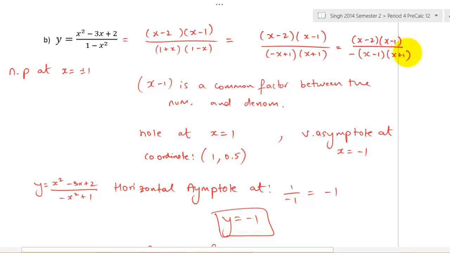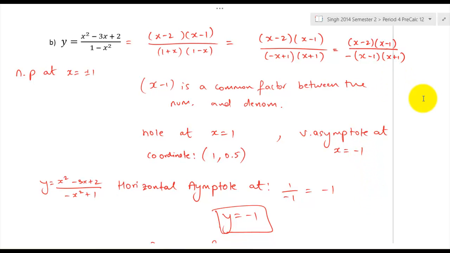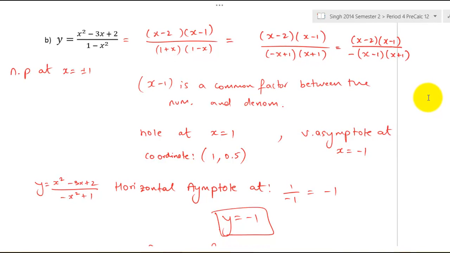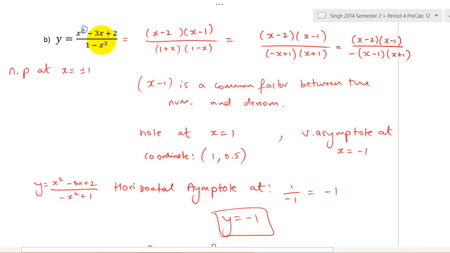The remaining factor that's left at the bottom will give us a vertical asymptote at x equals -1. Once I've got that figured out, I'll realize that the degree of the numerator is bigger, or actually equal to, the degree of the denominator. As a result, I know there's also a horizontal asymptote, and the horizontal asymptote is going to happen at the division of the leading coefficient. So 1 divided by -1, which is going to give me a -1. So I have a horizontal asymptote at y equals -1.